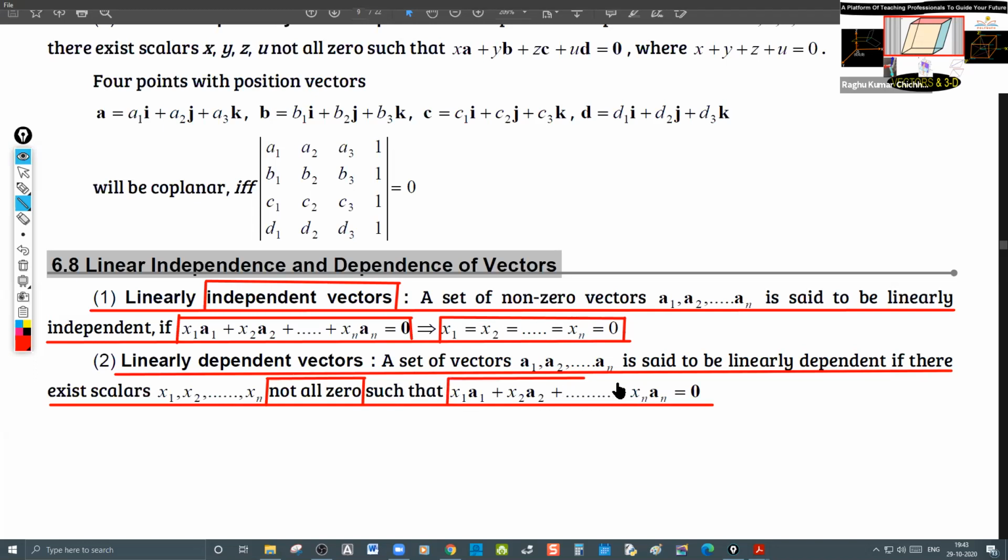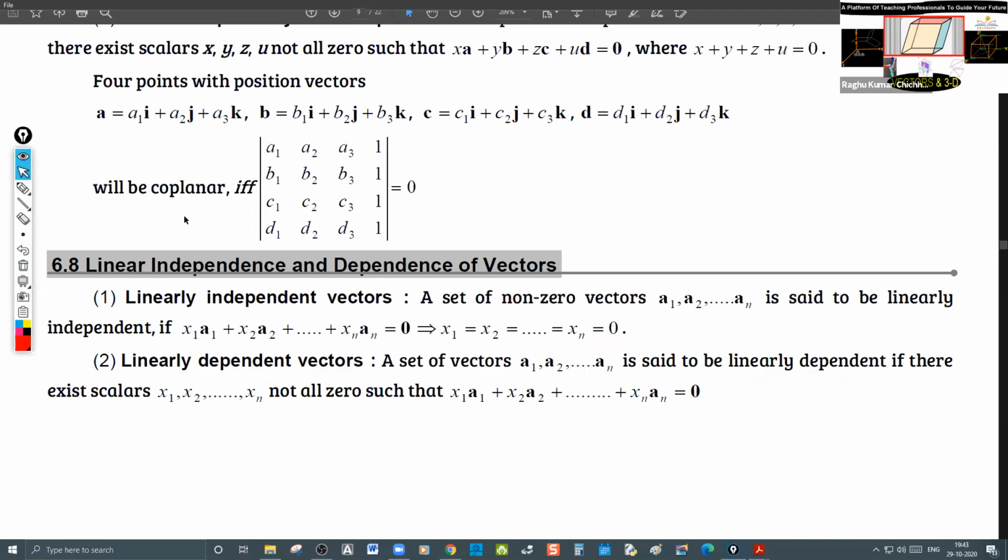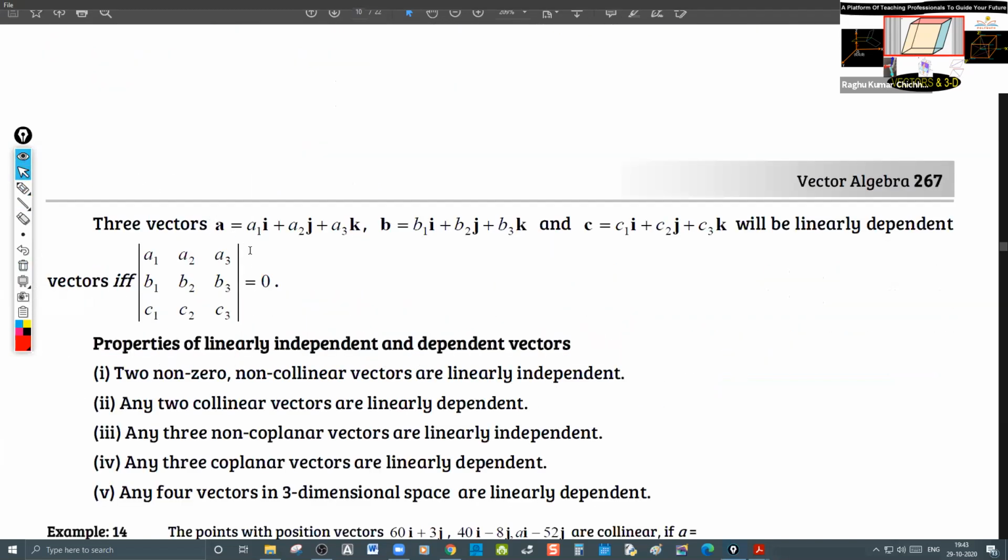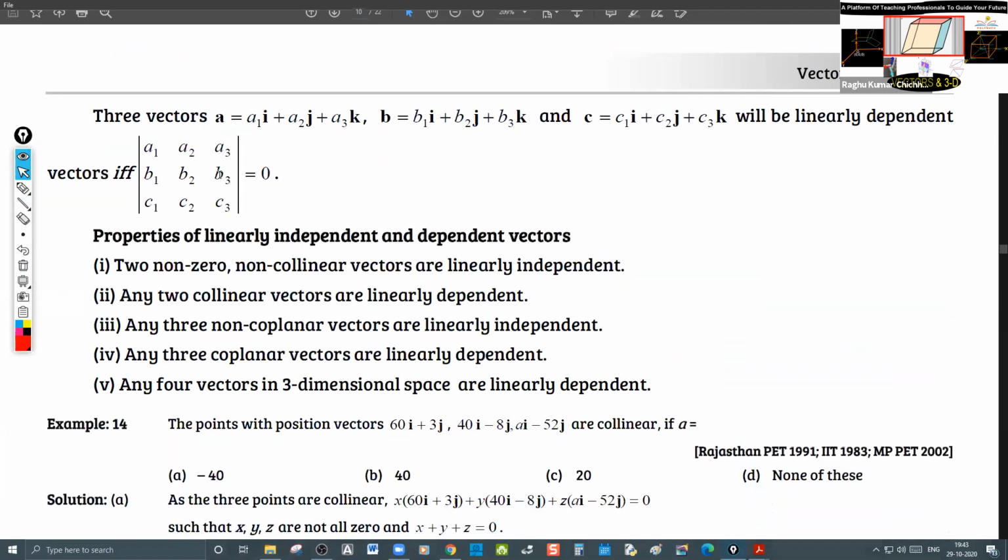So linearly dependent vectors will have a linear combination, and linearly independent vectors will not have any linear combination. But if a linear combination is given, then each of the scalars must be zero. If they are dependent vectors, there exists a linear relation such that at least one of the scalars must be non-zero. Okay, this is an important concept, which will be useful even for the passages. Let us close this with this one.